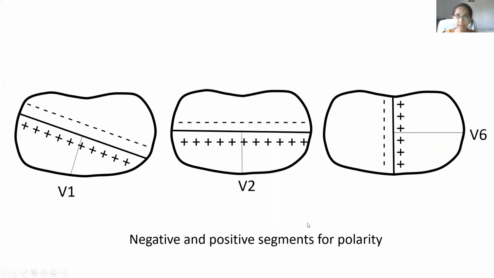If we try to see the negative and positive segments for polarity, this is how it will look. We know V2, the front half circle is positive, the back half is negative. This is anterior, this is posterior. Similarly, V6, the left half circle is positive and the right half circle is negative. Similarly, we try to see V1. This is how the semicircle will come because V1 is directed like this, a little towards the right side in anterior location. So this is negative and this is positive.